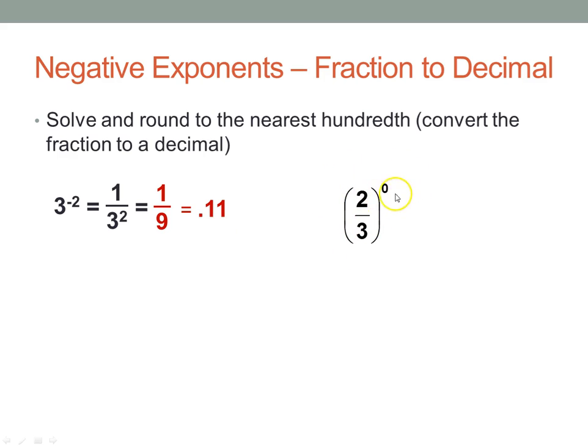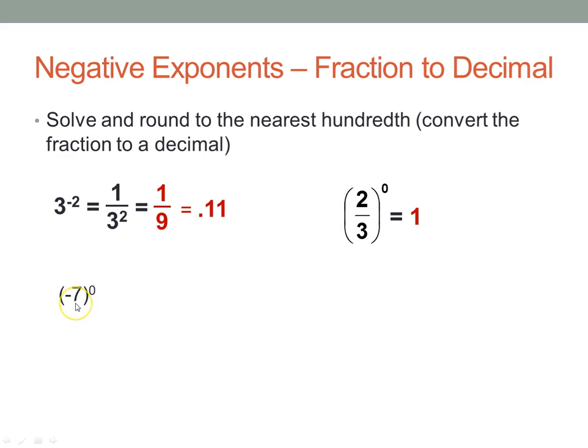2/3 to the 0. Now, who remembers from yesterday what happens when you have a power to the 0? Any number other than 0 to the 0 power is simply 1. Remember the ray gun? Go back to yesterday's video if you're not sure of that. But everything to the 0 power except for the number 0 is going to be 1.